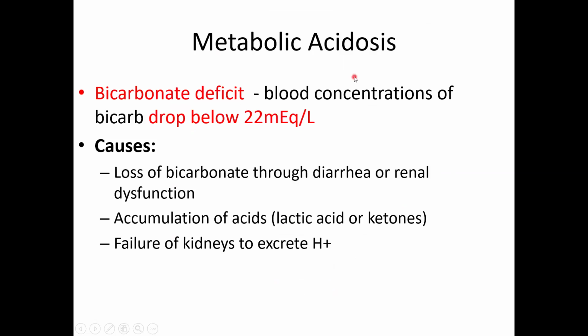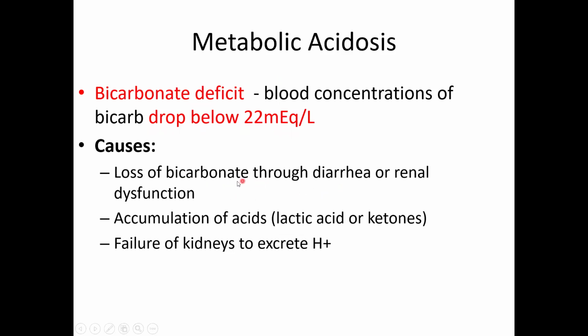Metabolic acidosis occurs due to bicarbonate deficit. The respiratory acidosis that we have discussed was due to the excess of carbonic acid. Here, the opposite condition develops due to a metabolic cause. That is the deficiency of bicarbonate ions in the blood, and the bicarbonate ion concentration drops below 22 milliequivalent per liter. Causes may be loss of bicarbonate ions through diarrhea or renal dysfunction.